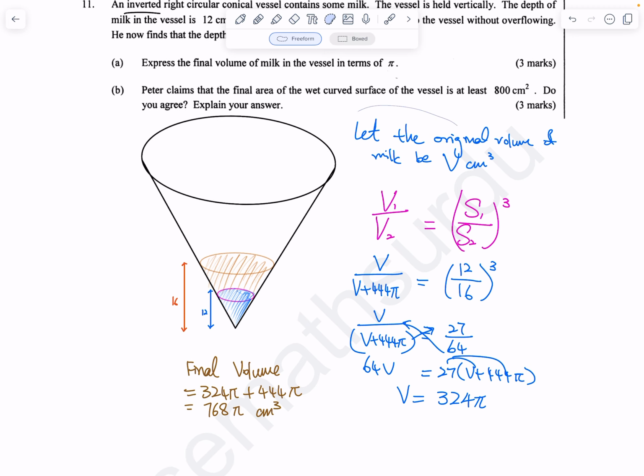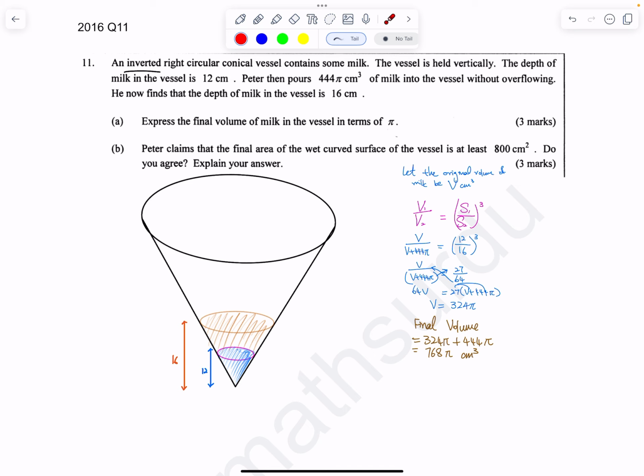Now what happens to part B? Curved surface area. Because they are saying what surface area. That means curved surface area. And then is at least 800, and you need to find that. How do I do that? Well, actually, you know that there's a volume for everything of them, right? So that means, can you find the radius? Yes, you can.